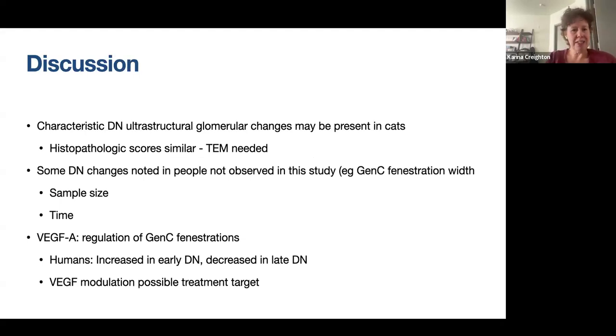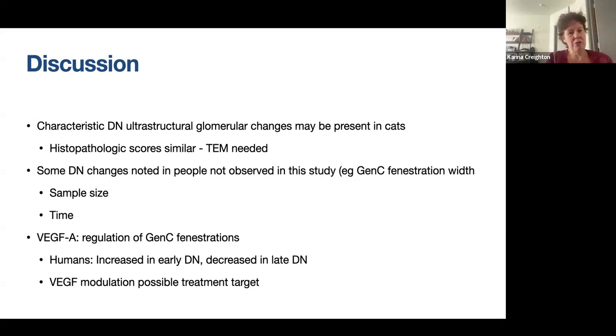For the discussion, I won't go into some of the detail that they discussed, particularly things like looking at diabetic rats. I do tend to glaze over a little bit for those aspects. But essentially, characteristic diabetic nephropathy ultrastructural changes may be present in cats, even when the histopathologic scores are similar. So this underlines the need for electron microscopy to pick up those early subclinical changes.